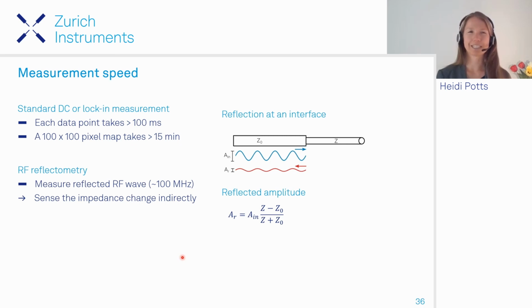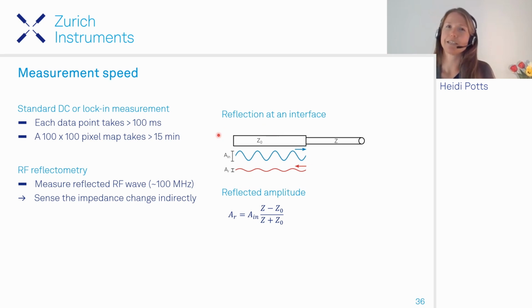So how does this work? Now we work with high frequency signals. So we apply an RF wave on the order of, let's say, hundreds of megahertz. And then we don't measure the current through the device, but rather the amplitude and phase of the signal that gets reflected.